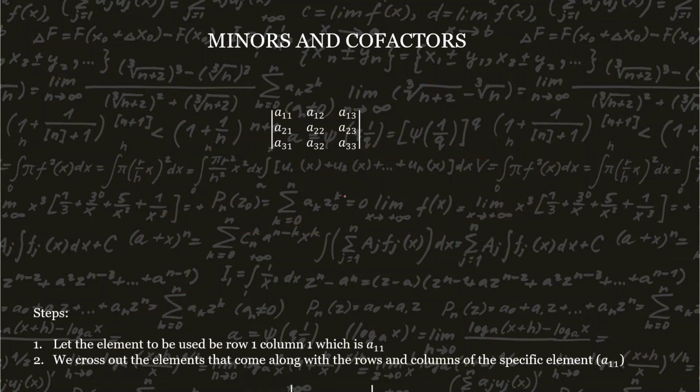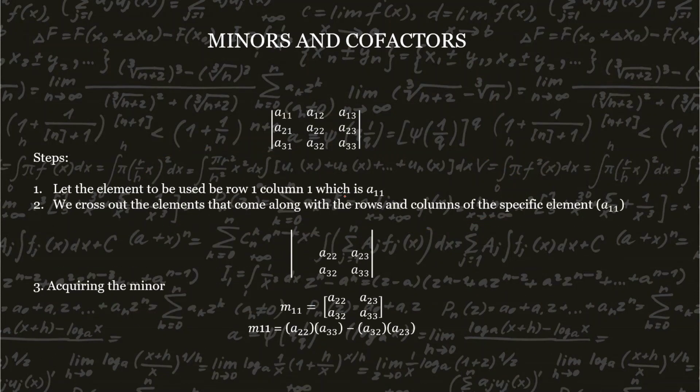So let's identify the steps. Let the element to be used be in row 1, column 1, which is a sub 1,1. Let's say our element is a sub 1,1. Second step, we cross out the elements that come along with its row and column.